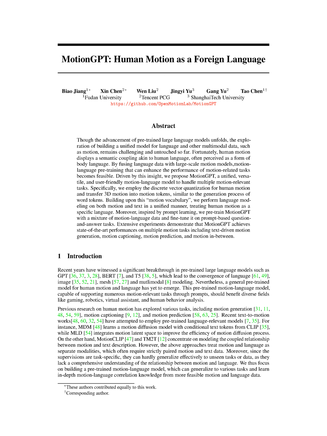However, these approaches regard motion and language as separate entities and often require strictly paired motion and text data. Moreover, since these models are task-specific, they struggle to effectively generalize to unseen tasks or data due to their limited understanding of the relationship between motion and language. Our focus is on developing a pre-trained model that understands the correlation between motion and language, which can then be applied to a variety of tasks using a larger and more diverse dataset.